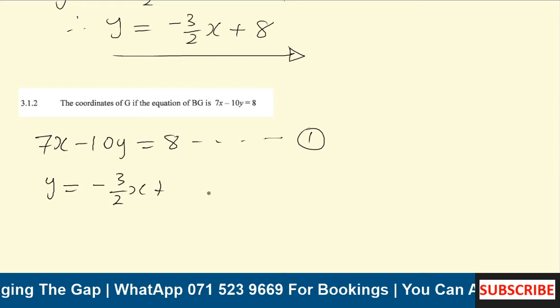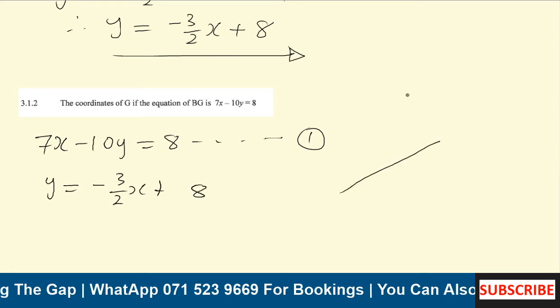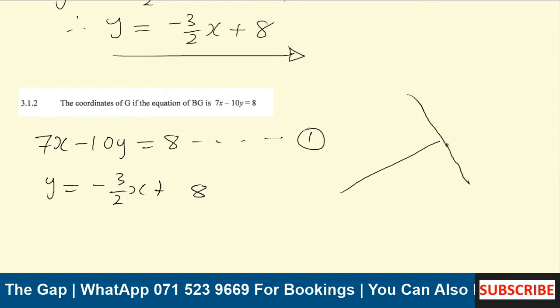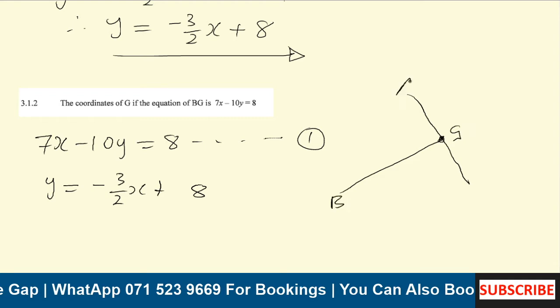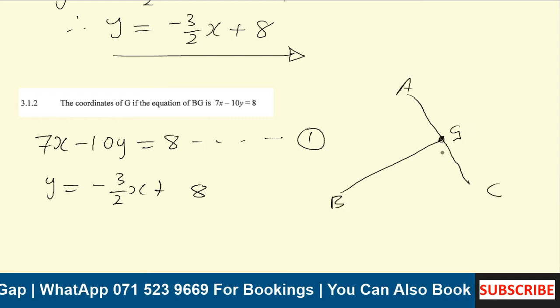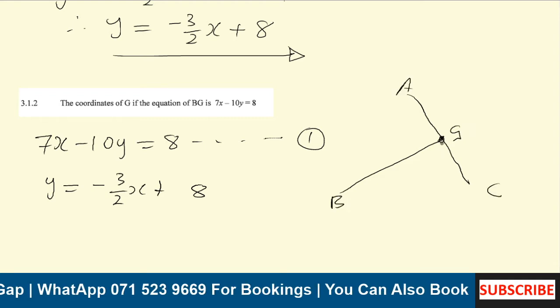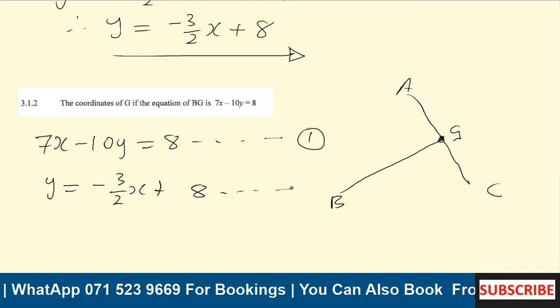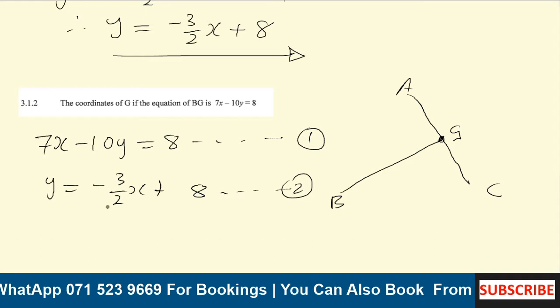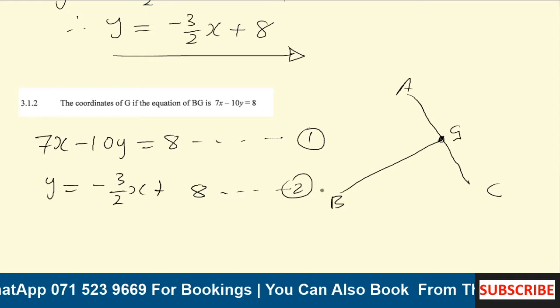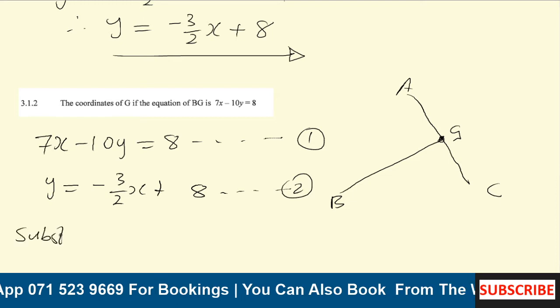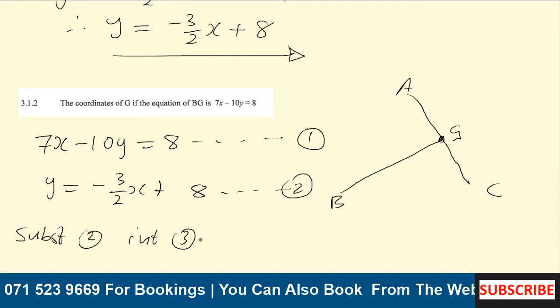At the point of intersection, suppose it's something like this, this is G, this is B, this is A, C. At this point of intersection, these two equations are equal. So this is my equation 2. Now we can go right ahead and substitute equation 2 into equation 1.